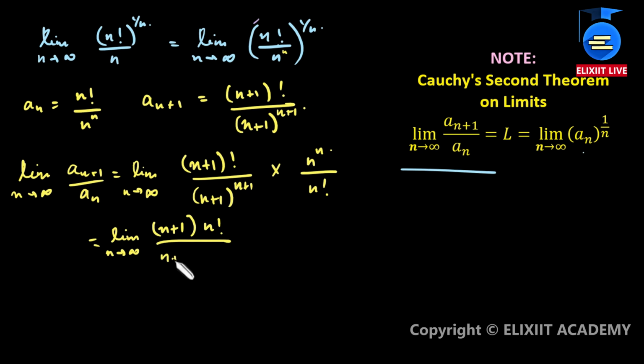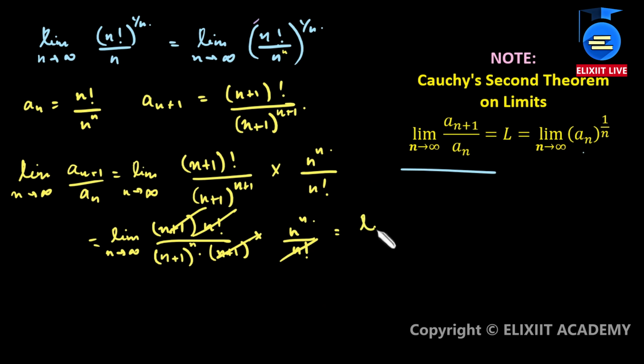And this n plus 1 whole to the power n plus 1, we can write it as n plus 1 whole to the power n into n plus 1. And here we have n to the power n, and this is n factorial. So clearly we can see that n factorial cancels out. n plus 1 and n plus 1 get cancelled out. So what are we left with?